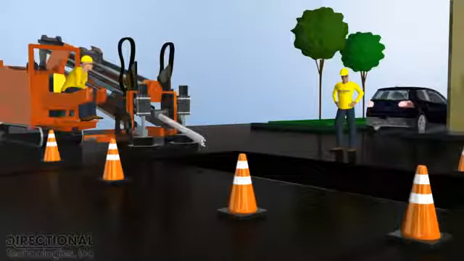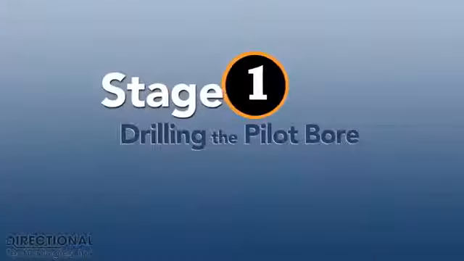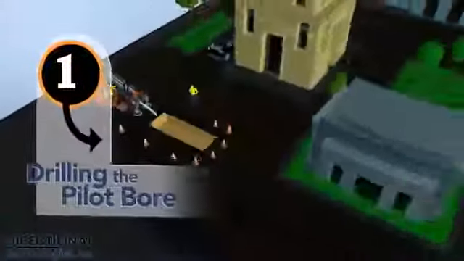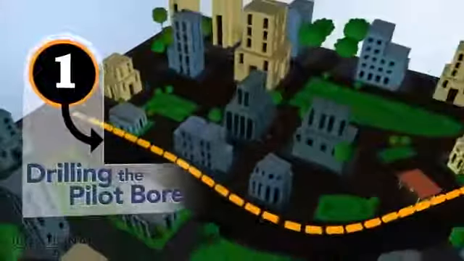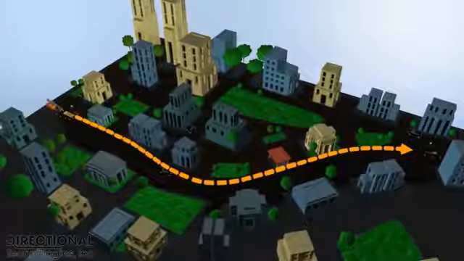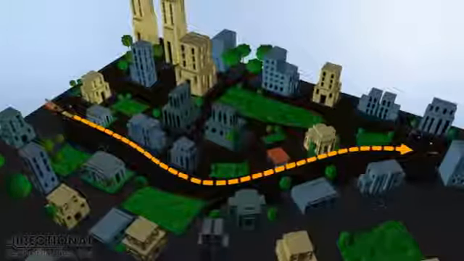A small area is needed to set up the directional drilling equipment. This area can be strategically placed away from congestion and business activities. Before the directional drilling begins, the directional drilling crew pre-plans the bore path to carefully avoid obstructions such as other underground utilities.